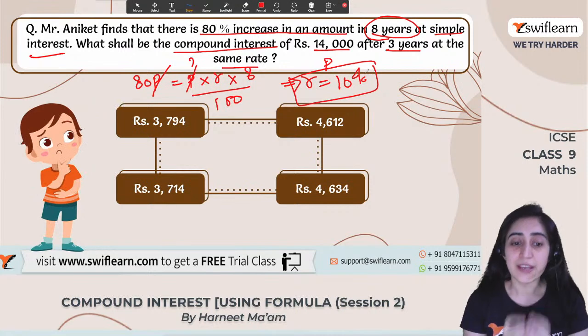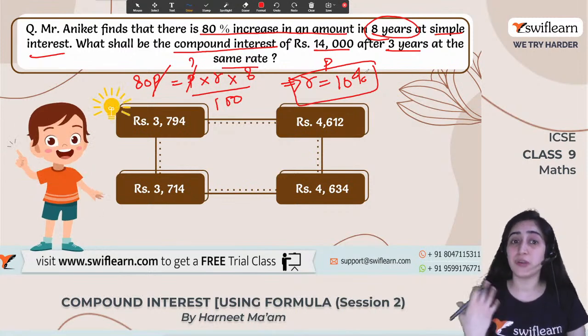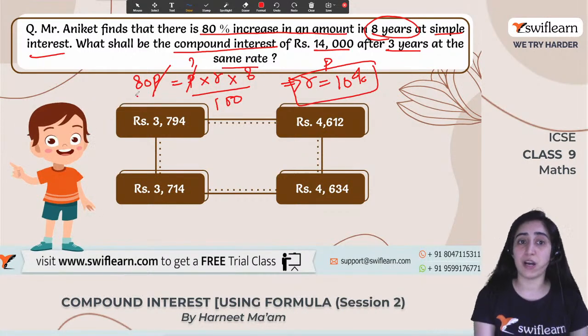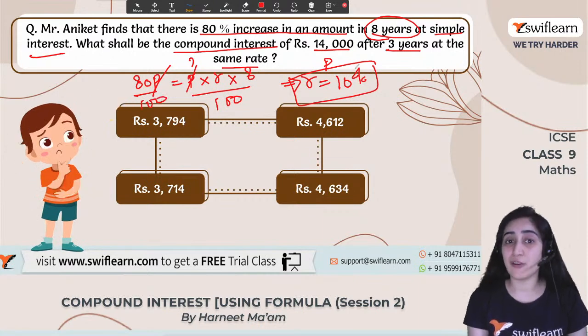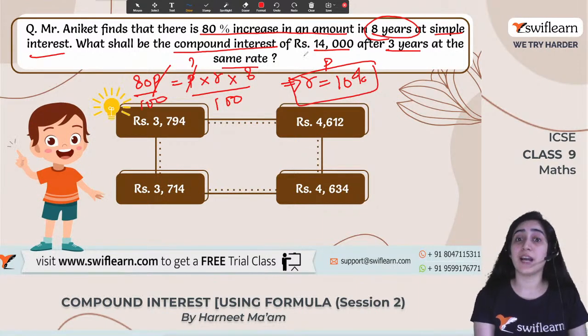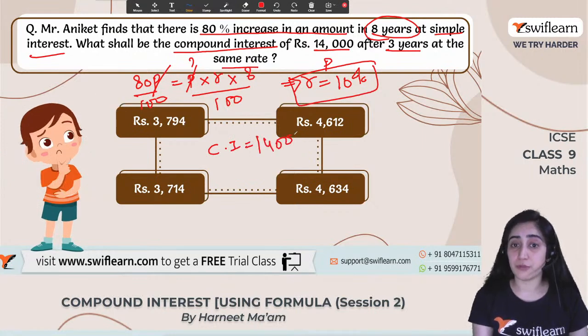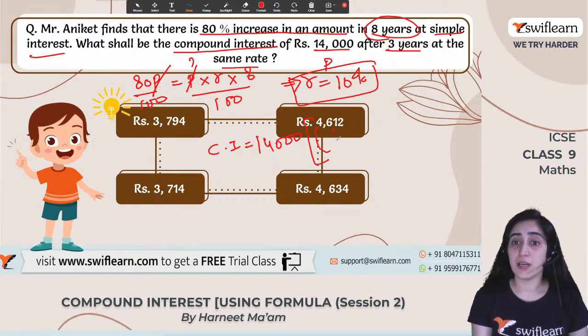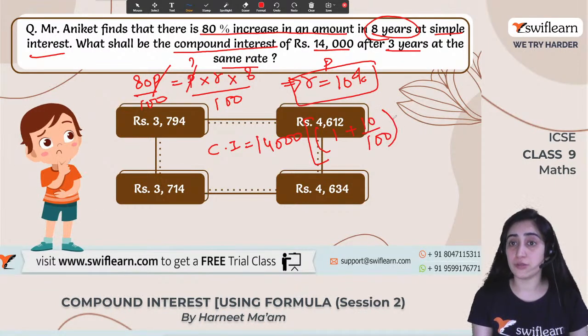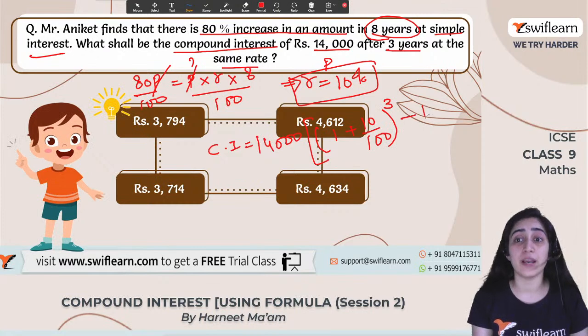So you got rate of interest as 10%. Pretty easy. Now what do you want to know? You want to calculate the amount. How will you do that? Now you have to find out the compound interest. But you know the principal, that is 14,000. You'll put it in brackets: 1 plus R, that is 10 by 100, to the power of 3, minus 1.